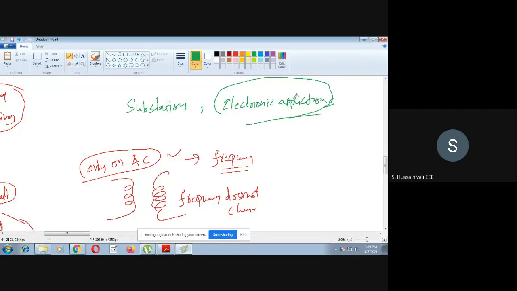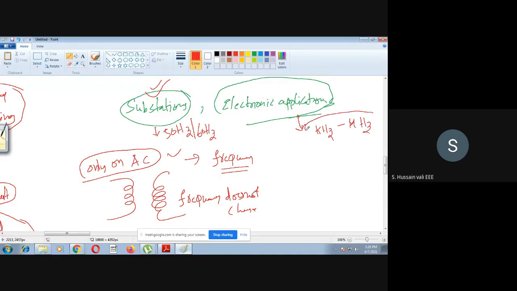Now what is the difference? In the case of the AC power system, the frequency you will operate at is 50 hertz in India or 60 hertz in some other countries. That is in all substations. Whereas in electronic applications, the frequency you generally operate at is some kilohertz to megahertz. That's important. Kilohertz to megahertz, sometimes more than megahertz also. So in electronic applications you generally operate at very high frequencies, whereas in power systems you generally operate at 50 hertz and 60 hertz. In both cases, you will find transformers.